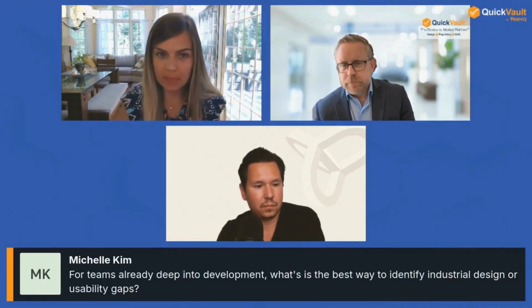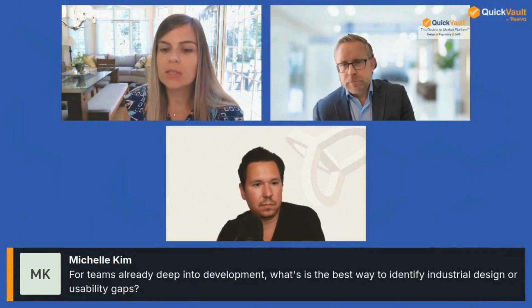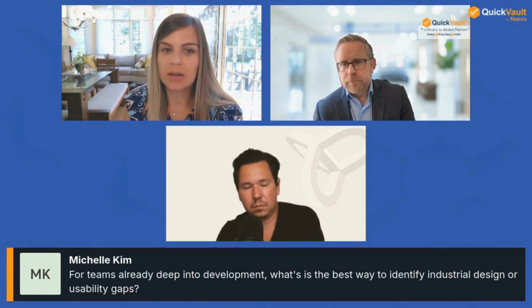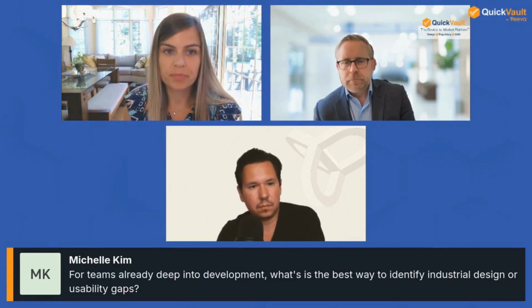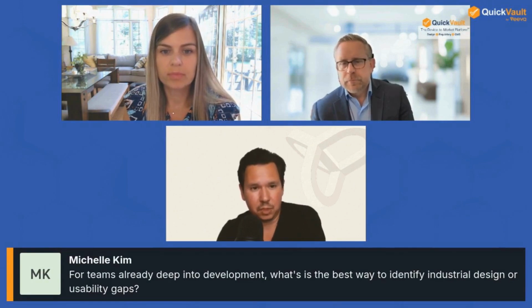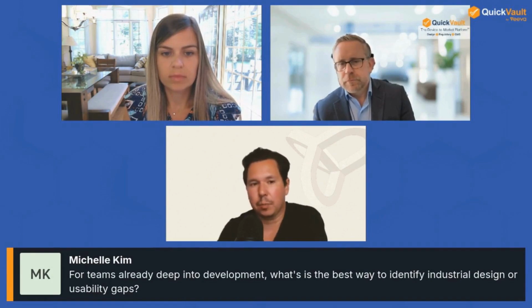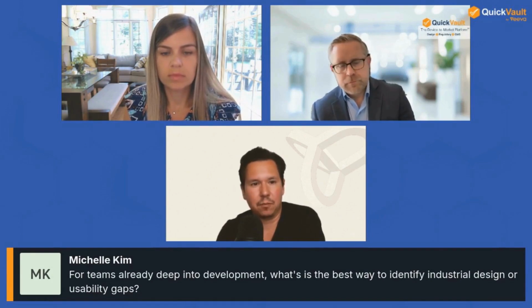For teams already deep into development, what's the best way to identify industrial design or usability gaps? Formatives. Just have people use your product. We spoke to different prototype fidelities. You don't need a perfect prototype to get feedback.